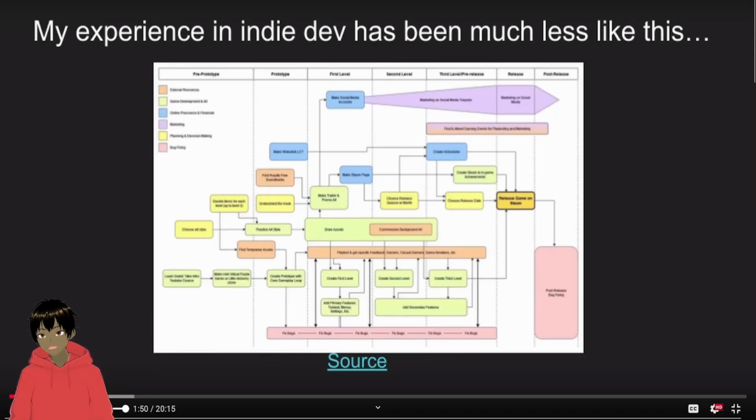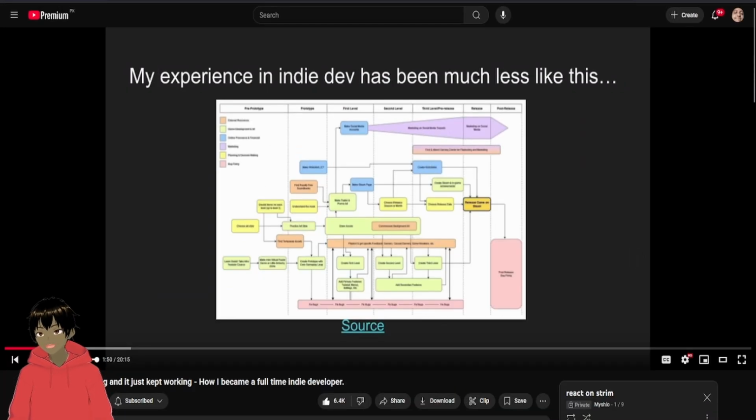I've talked about this before. This is essentially a Gantt chart. And I talked about this before, I kind of want to reiterate on it.